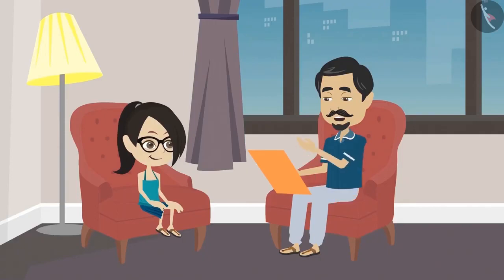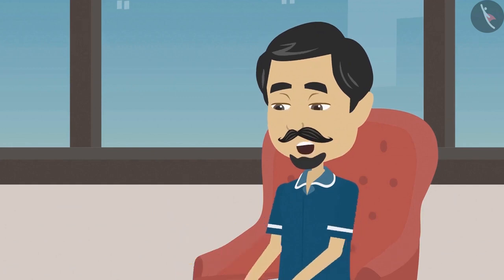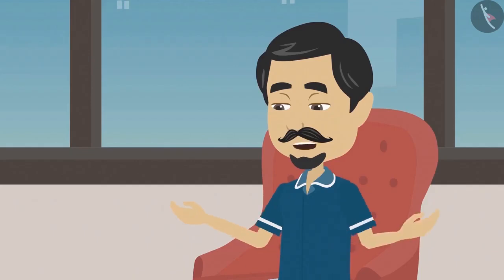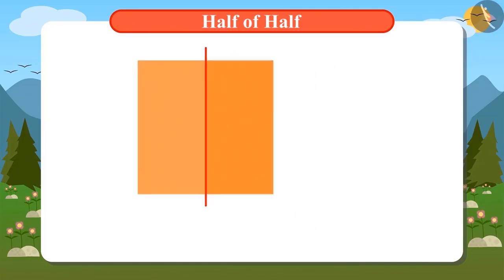No, Vandana, not only in 2 ways. This field can be divided into 4 equal parts in many ways. First, you have to divide the field into 2 equal parts in different ways. And then, we will further divide those halves into 2 equal parts. Okay. You have already divided it into half in one way. I can divide it into half in 3 different ways.